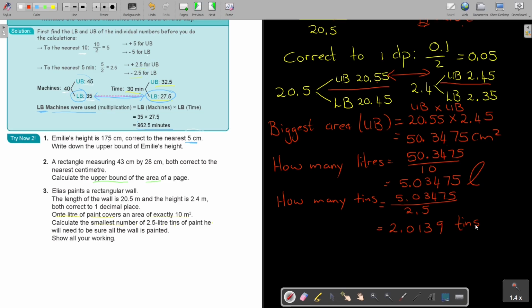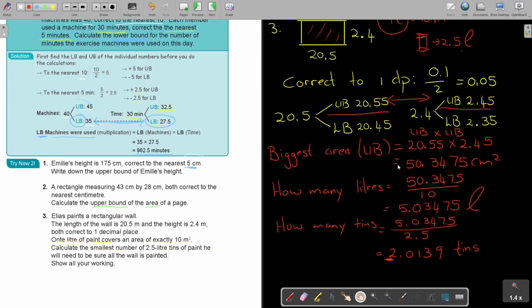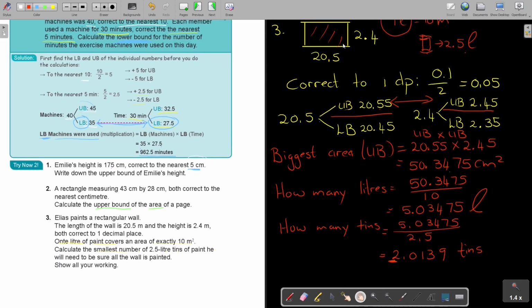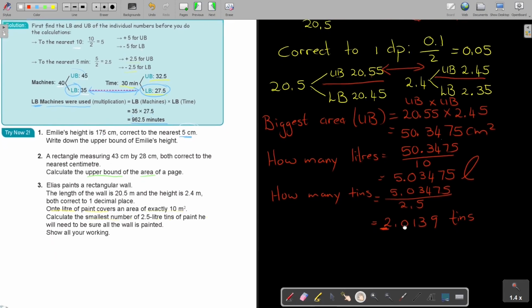Now, it's almost like we call this rounding up. If you buy 2 tins, a little bit part can maybe still not be painted. Maybe then you sit with a little part that's not painted. So you can sit with extra paint, but you must at least make sure that everything is painted, the biggest possible area it can be.